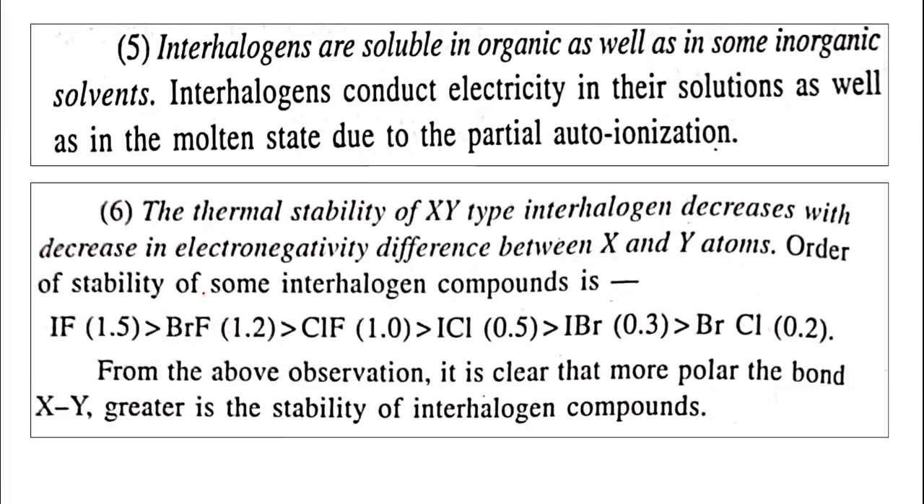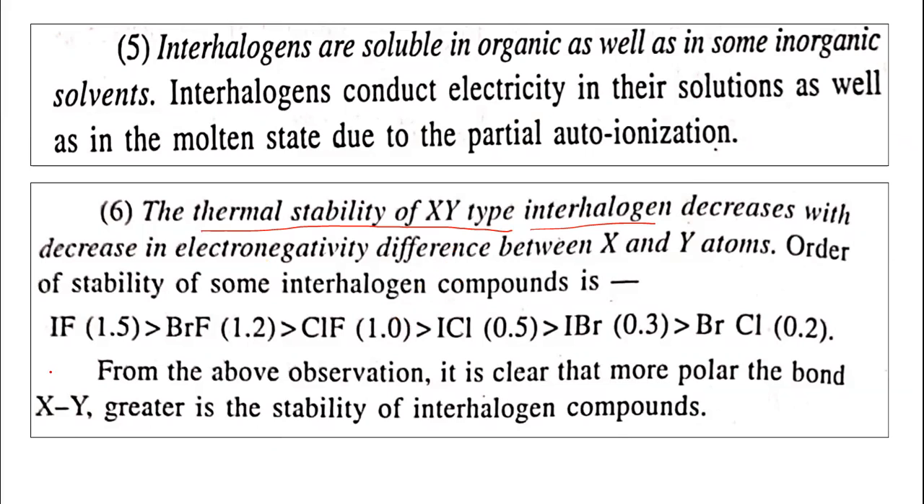Next property, the thermal stability of interhalogen compounds. The thermal stability of XY type interhalogens decreases with decrease in the electronegativity difference between X and Y. As the electronegativity difference decreases, the thermal stability also decreases. Previously, we learned that bond strength decreases when the electronegativity difference decreases.